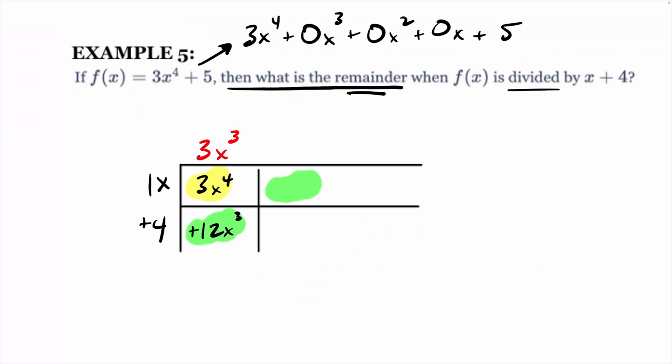So the yellow guy was in the front. We did that part already. Now the greens need to add up to be 0. So what number is going to go in the missing spot? Negative 12, good. Negative 12x^3, good. Multiply, we get negative 12x^2. And then we get negative 48x^2.